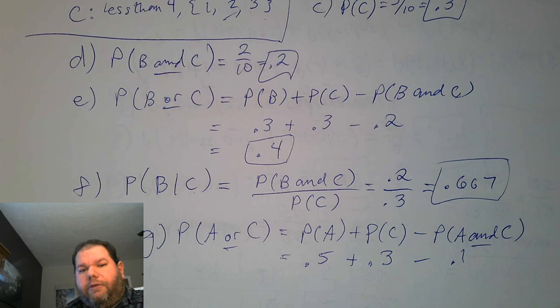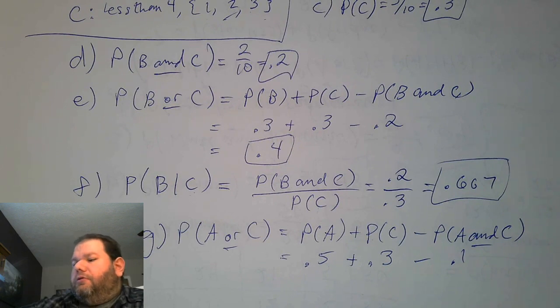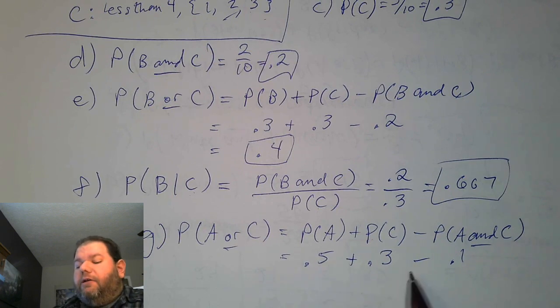Is everyone okay with that? Okay. And then we just combine 0.5 plus 0.3 is 0.8 minus 0.1 is 0.7.